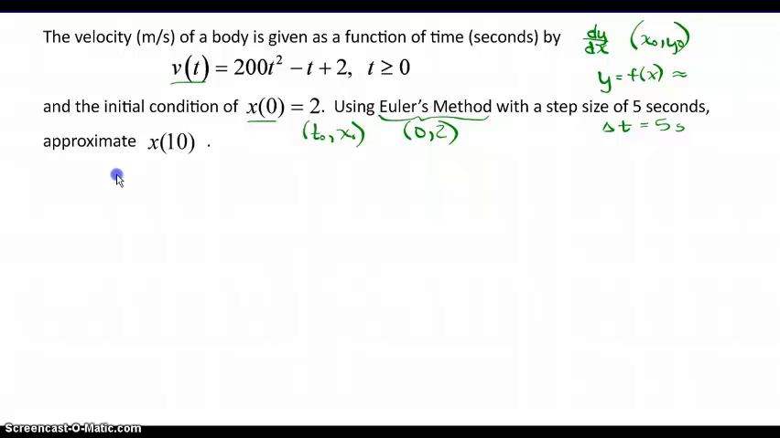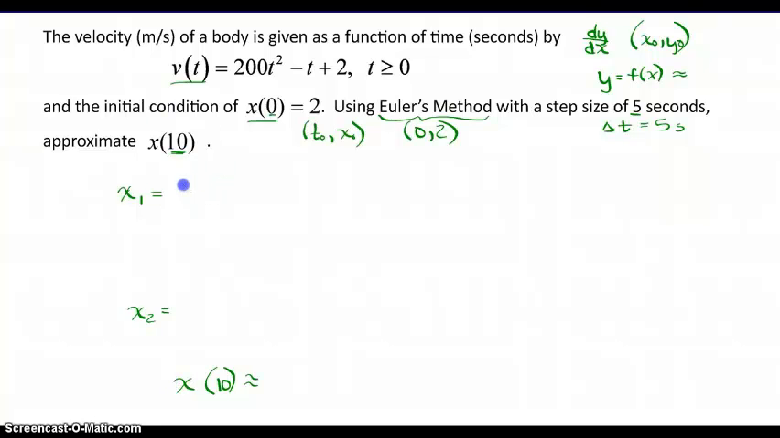So instead of saying y1, y2, y3, we're going to say x1, x2, x3. So let's see how many steps we need to take. We're starting at t equals 0. We're stopping at t equal 10. We have a step size of 5. So we're taking 2 steps. So we'll have x sub 1 that we're going to approximate, and then we'll have x sub 2 we're going to approximate, and that's actually going to be where t equals 10. So that will be the approximation that we're after.